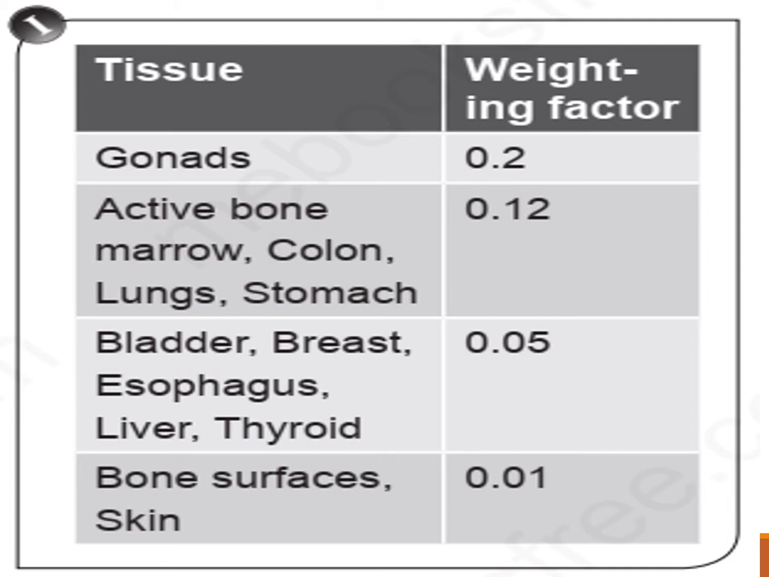Here this table shows the tissues and the weighting factor for each: gonads, active bone marrow, colon, lungs and stomach, bladder, breast, esophagus, liver and thyroid, bone surface and skin. So you can calculate the dose absorbed by any one.